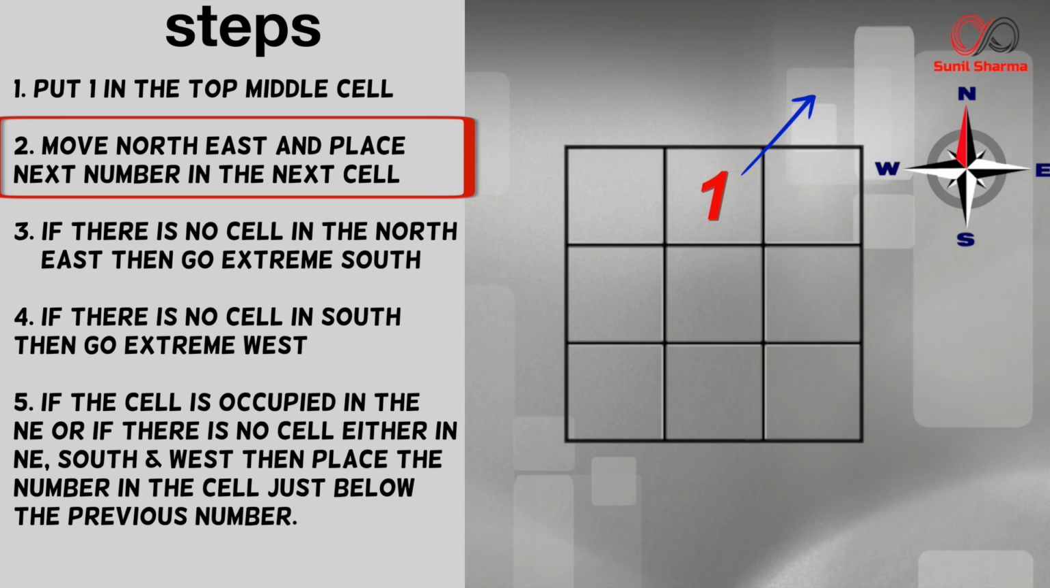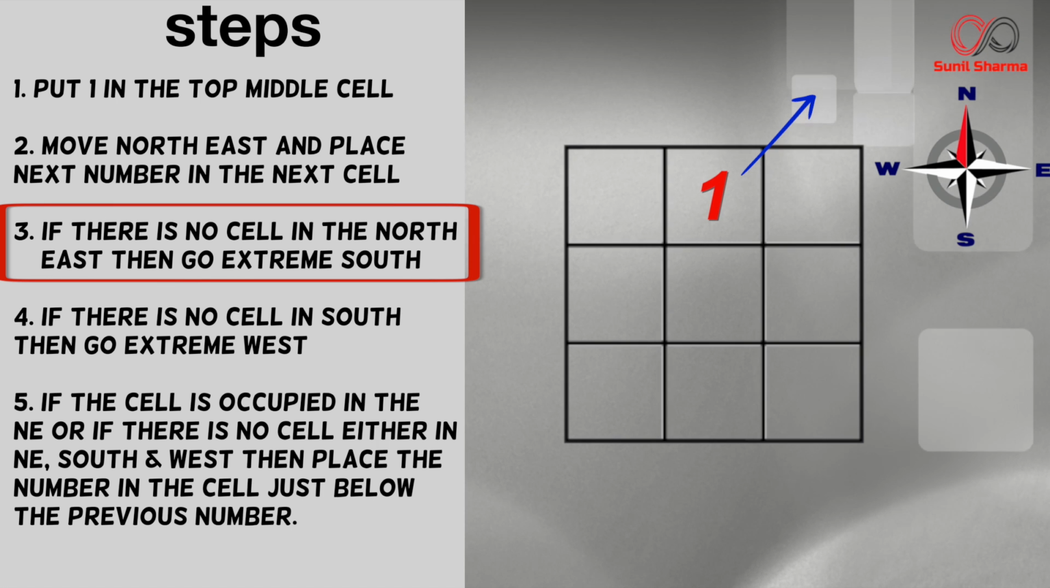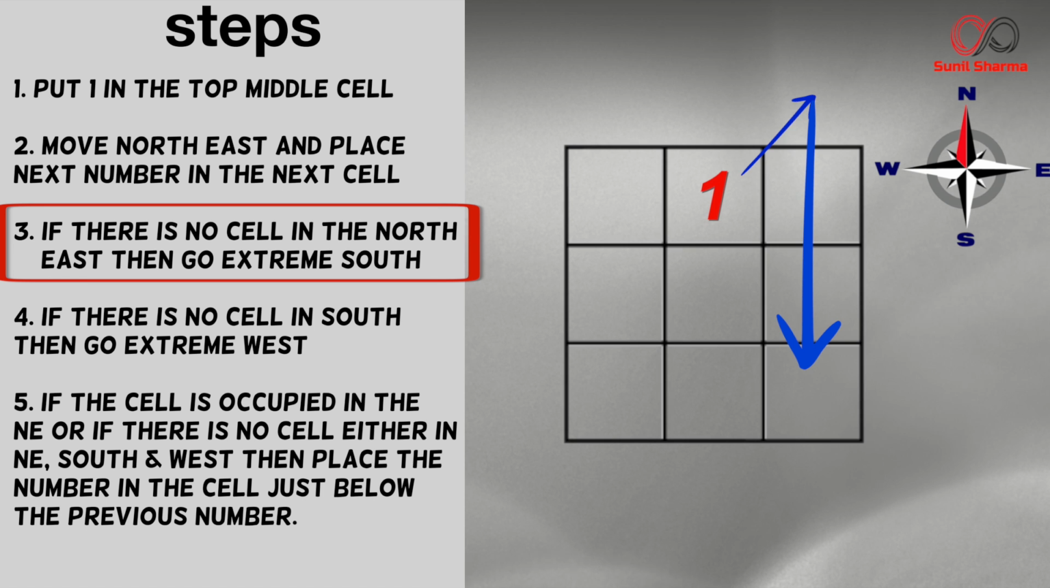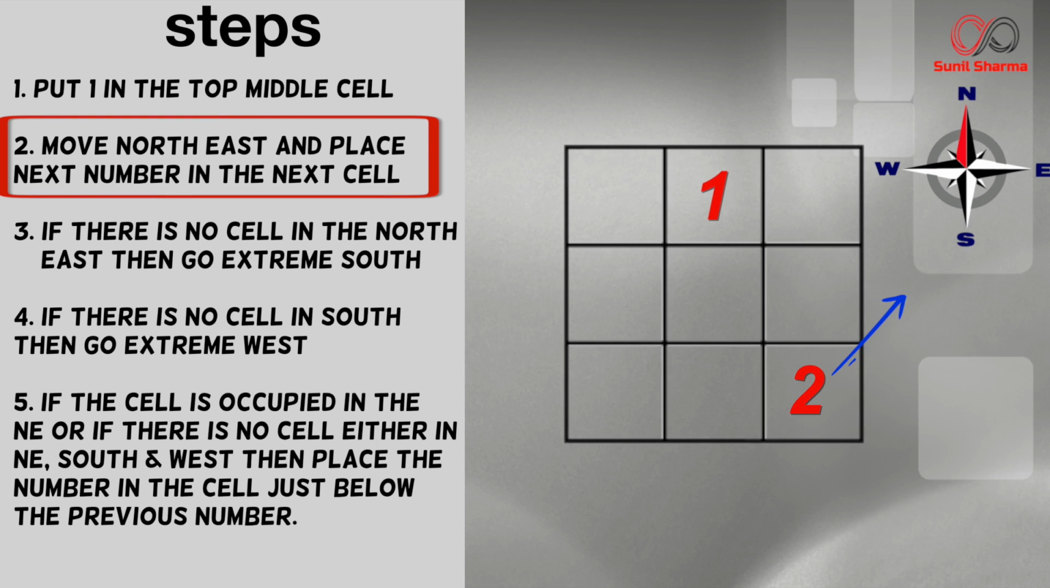Rule 2 says we have to move in the northeast direction and place the next number in the next cell. But here if you see, in the northeast direction there is no cell. Then in that case we follow step 3. Step 3 says if there is no cell in the northeast direction, then always go extreme south. And we will place 2 in the last cell.